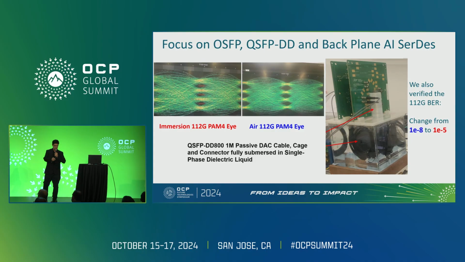We also showed PAM4 eye in air, and then in fluid we saw degradation. But Kai will briefly talk about this as well. We tested the bit error rate. We saw degradation from about e to the -8 to e to the -5. So we could get it to work at 112, but thinking 224 is going to be the next challenge. Okay, back to you, Kai.